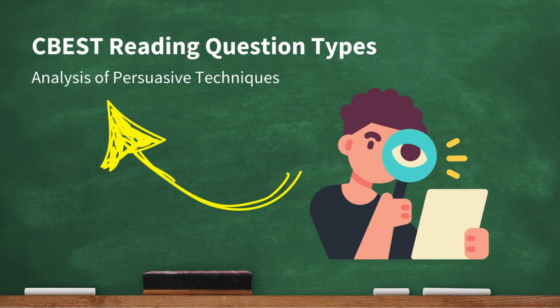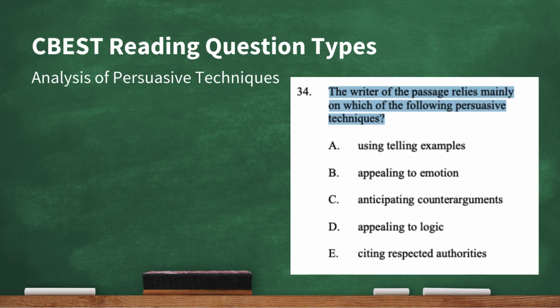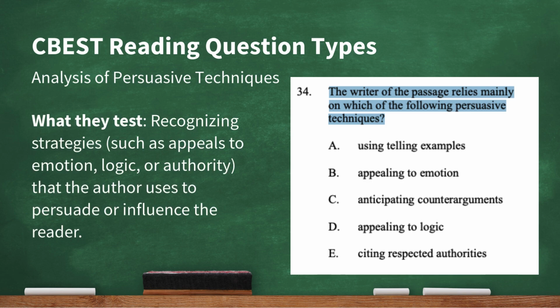Let's keep it moving with another question type called analysis of persuasive techniques. Now, this can be seen in number 34 of the CBEST practice exam. The key word here is to persuade, or meaning also to influence, where you'll read in order to decipher the correct answer option. Now, on test day, you're going to want to recognize strategies like appealing to emotion or logic or authority that the author of the text passage that you are reading is using to persuade you, the reader.